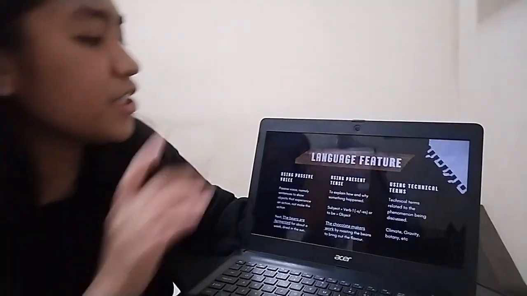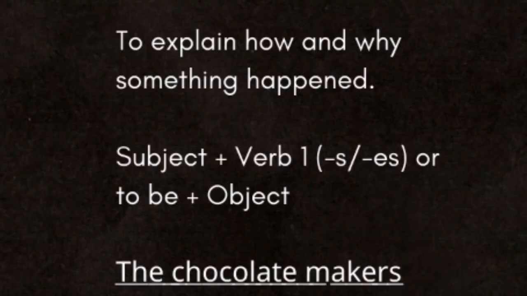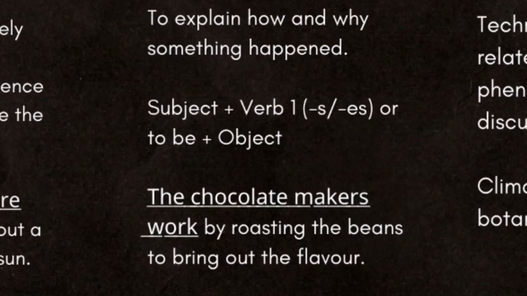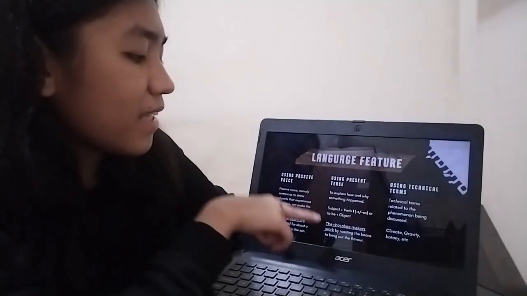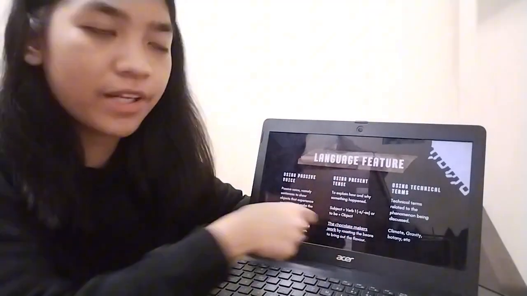Next, we got using present tense to explain how and why something happened. The formula is subject plus verb 1 using s/es or to be plus object. For example, the chocolate makers work by roasting the beans to bring out the flavor. And the present tense form is the chocolate makers work.